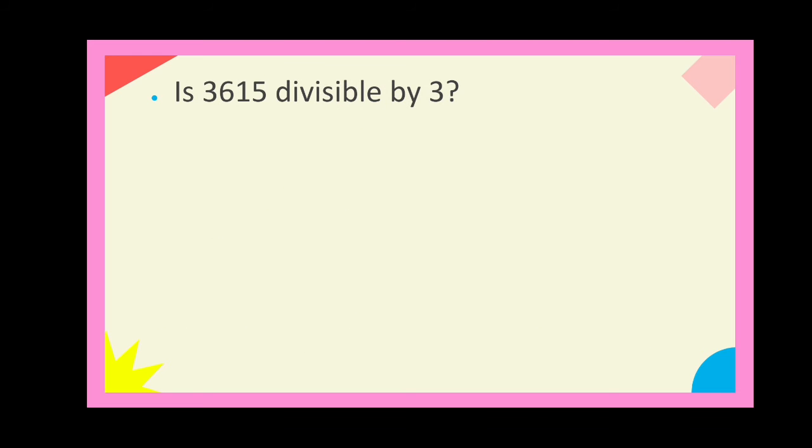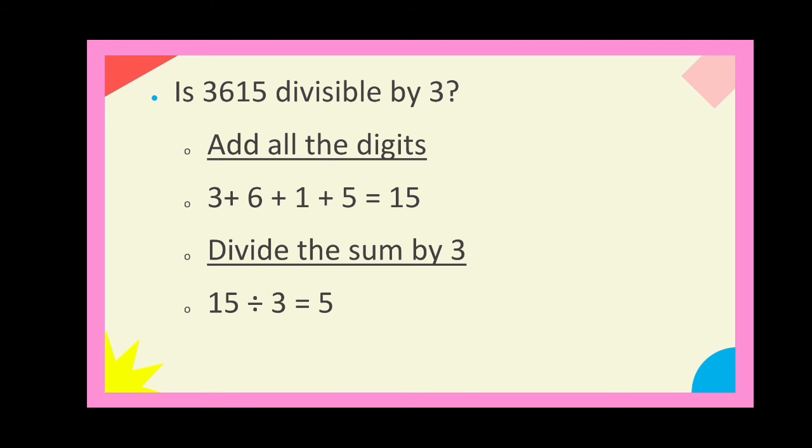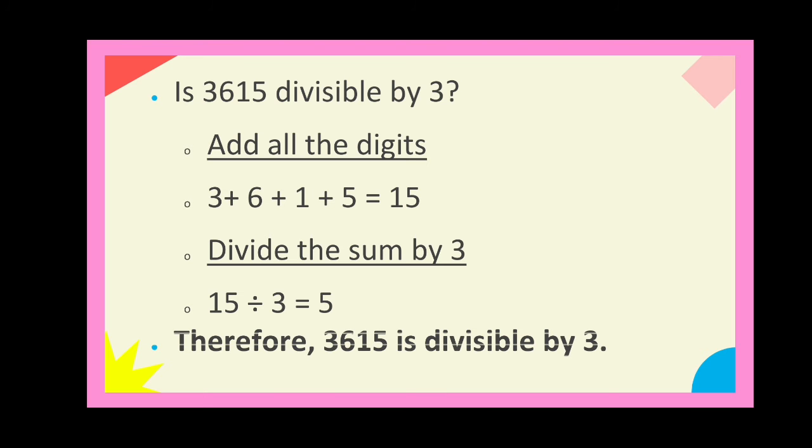Another one is 3,615 divisible by 3. Let's add all the digits. 3 plus 6 plus 1 plus 5 equals 15. Now let's divide the sum by 3. 15 divided by 3 equals 5. Since walang remainder, ibig sabihin 15 is divisible by 3. Therefore, 3,615 is divisible by 3.